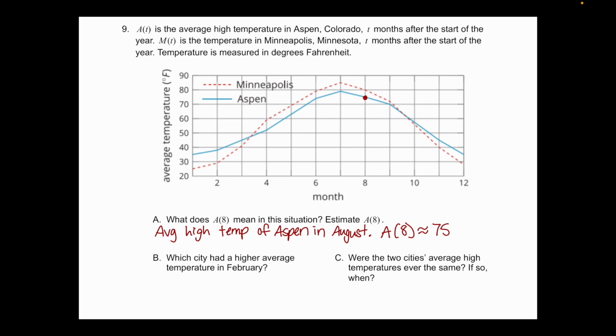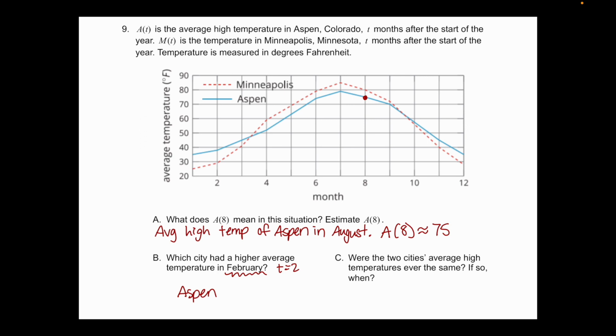Okay, which city had a higher average temperature in February? So we're going to look at 2 months after the start of the year, and that is going to be here. So this is Minneapolis, and this is Aspen. So we would say Aspen.